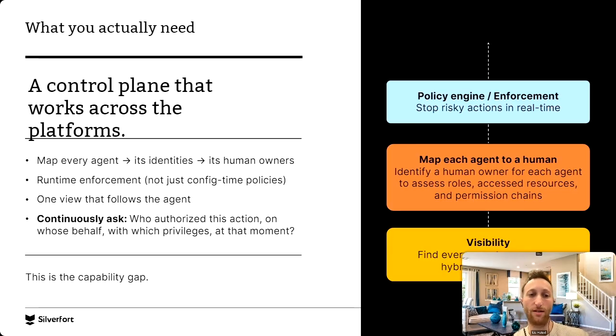Then you need runtime enforcement, okay? So not just policies that you set and deploy, but controls that can evaluate the context at the moment of the action, and based on that, decide whether you should enforce something or not. And then the third one, you need a clear view of what's going on, right? So you need one view that follows the agent and makes sure that all those linkages and connections are mapped in a way that is easier for you to understand.